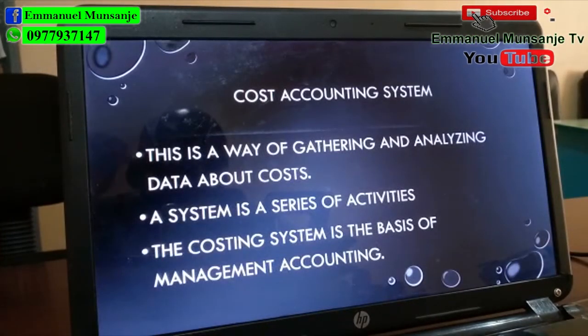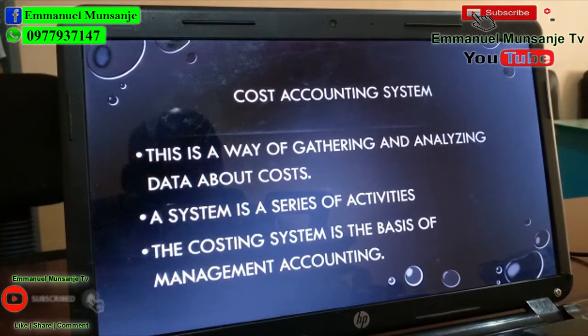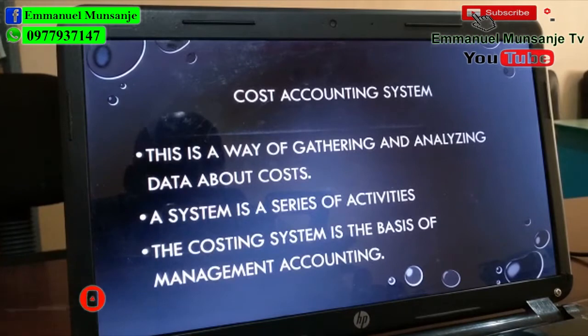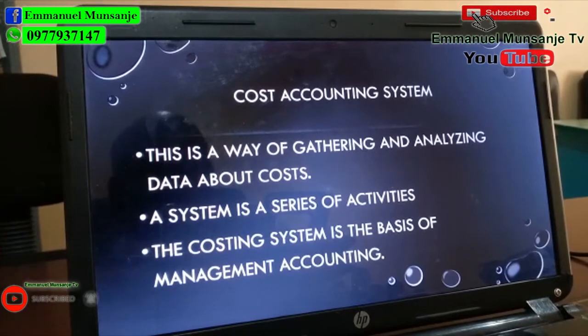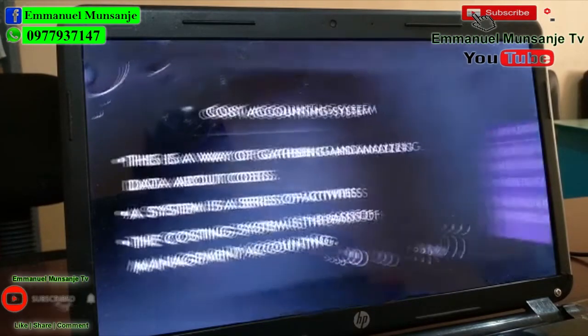Cost accounting system. When you see the word system, you should have in your mind a routine, a set of activities. Like we said, cost accounting is about what you spend in running business. Then the system is about gathering whatever you spend, analyzing it. And you have a series of activities that will involve the gathering and analyzing of the cost. And that becomes the system.